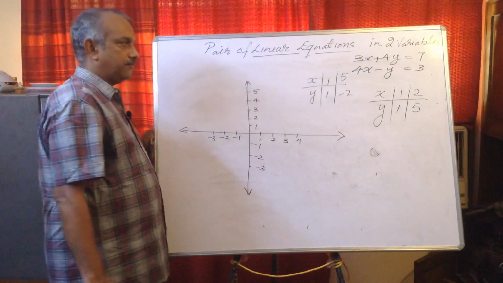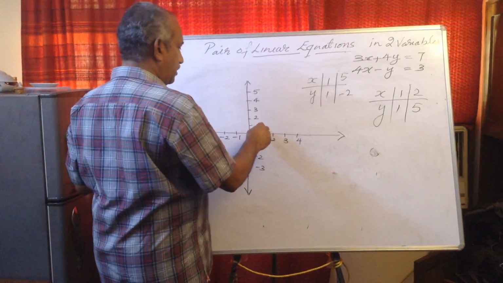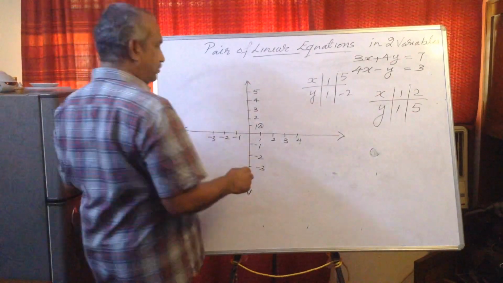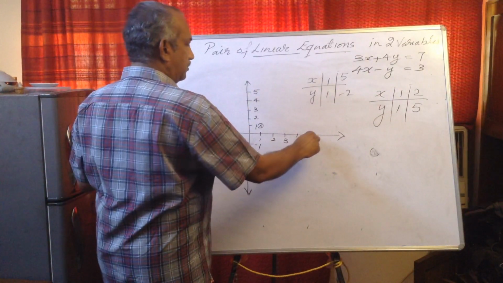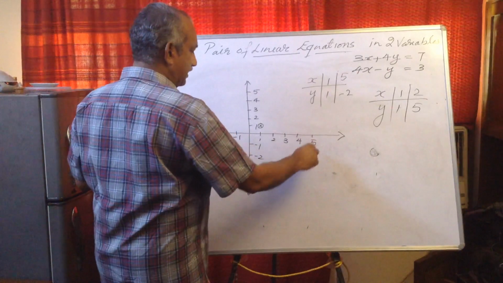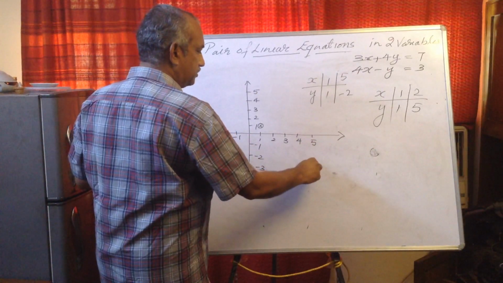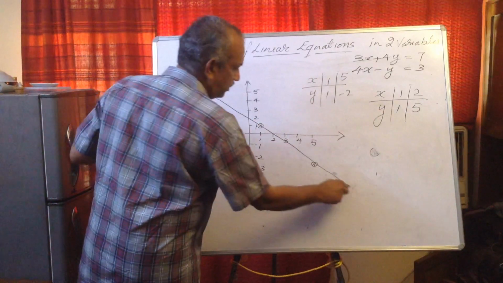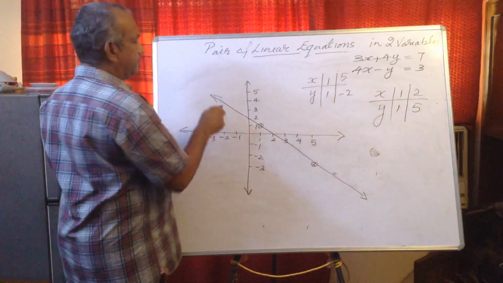Now we'll draw the graph. First one, 1, 1, and it is here. Then 5, minus 2. Here also 5 on x-axis and minus 2 on y-axis. So here it is. We'll draw the graph. The graph is going like this.